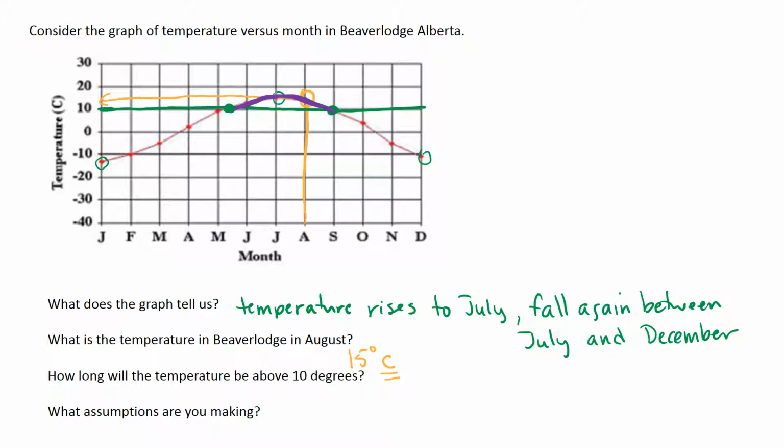So it is between the month of May and June and September. So that's 1, 2, 3.5 months. Approximately. Now, what assumptions are we making with this graph? Well, we are assuming that this is a typical year and that every year is the same.